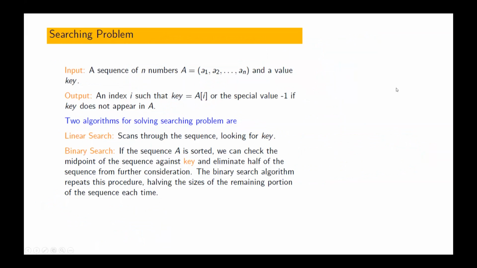Okay. So all of us know what is the searching problem. We have already discussed what the searching problem is.